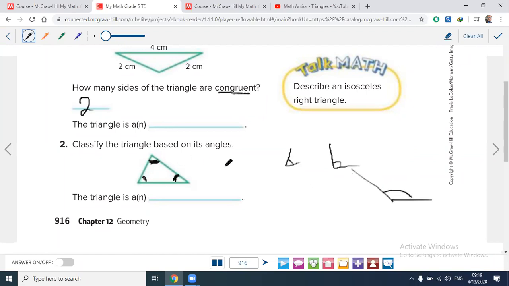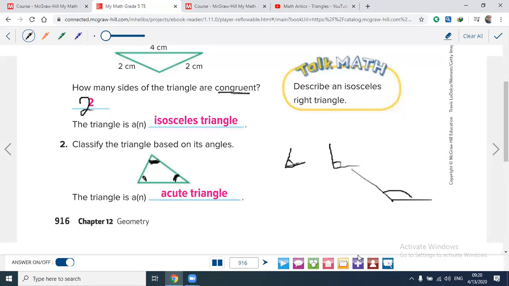I have all of these angles. They look like what? Right, acute, or obtuse? I have this acute, acute, acute. All the angles are acute, so the triangle will be an acute triangle. Okay, as you see here, the first one, number 1, has 2 sides congruent, so it will be an isosceles triangle. The second one, all angles are acute, so it will be an acute triangle. Okay, is it clear? Yeah.